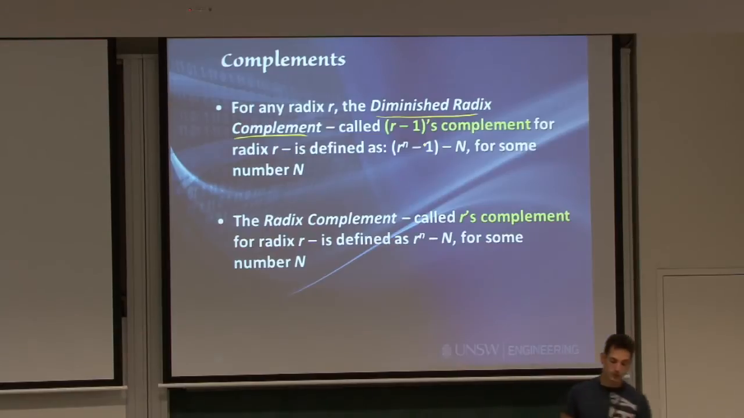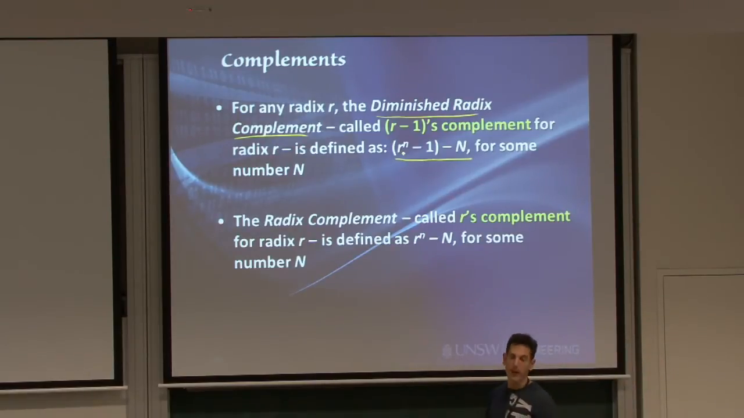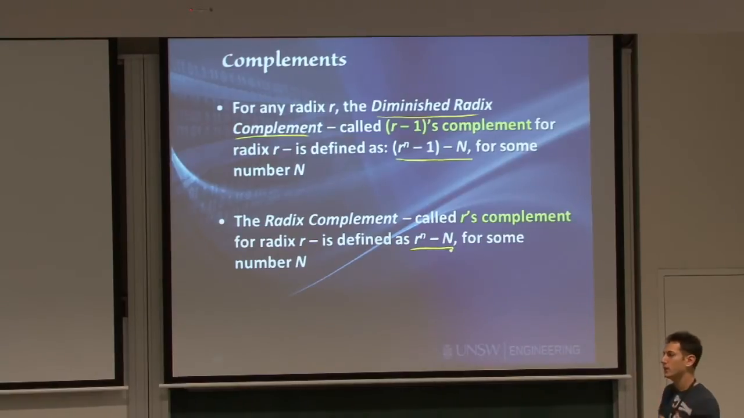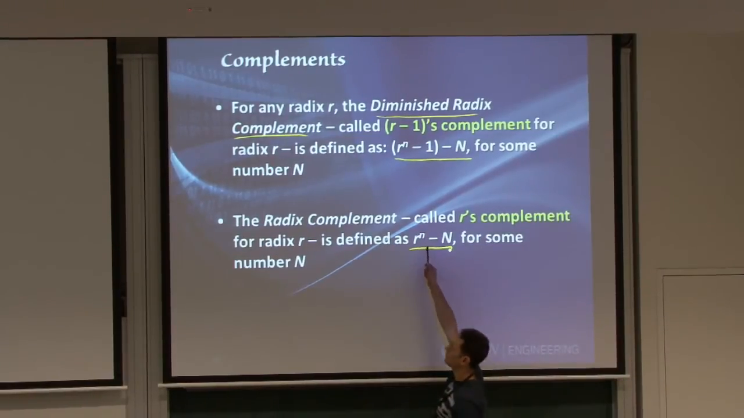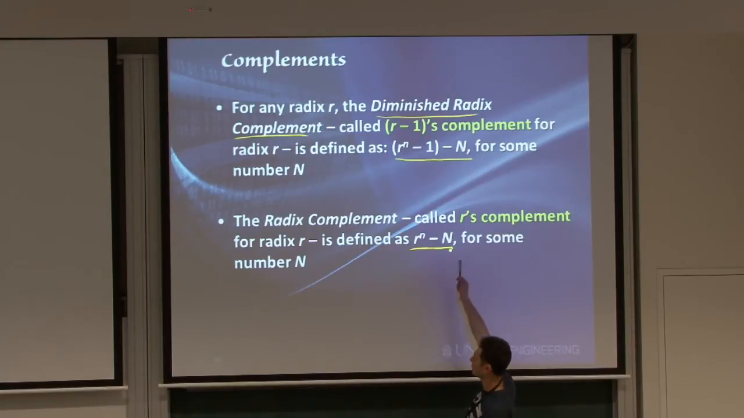And it's defined to be R, which is the base, to the power of n, which is the number of digits we have in a number, minus 1 minus the number. And this is just the definition of what the R-1's complement of a number is. We can also take the R's complement of a number, which is defined as R to the power of n, small n being the number of digits, minus the actual number. If you worked in base 10, this will be the 10's complement of the number.